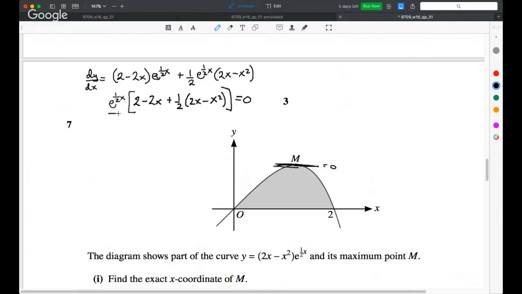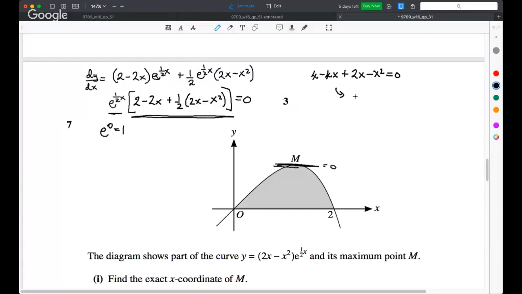Now, this thing can never equal 0. E to the 0 is 1. You can't make a number raised to a power be equal to 0. There is no way. So therefore, this is the thing that must equal 0, the second part. So let's multiply that by 2. We get 4 minus 4x plus 2x minus x squared is equal to 0.